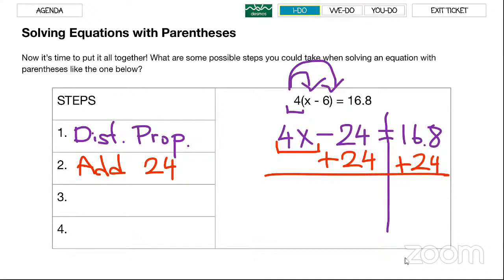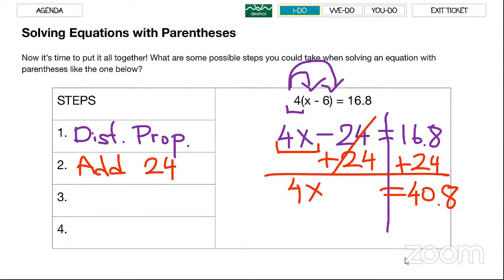This is my step number 2. So 24s cancel out. Bring down the variable term. It's 4x. And that is equal to, and now you need to do the addition on the other side of the equal sign. 16 plus 24, that would become 40. Okay? And step number 3, so take a look.